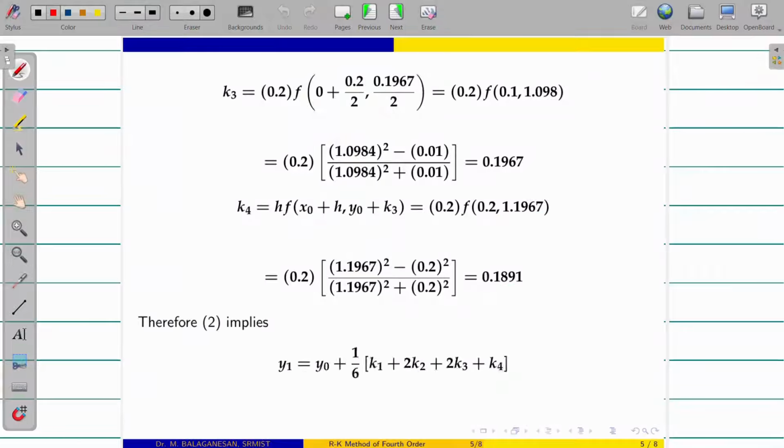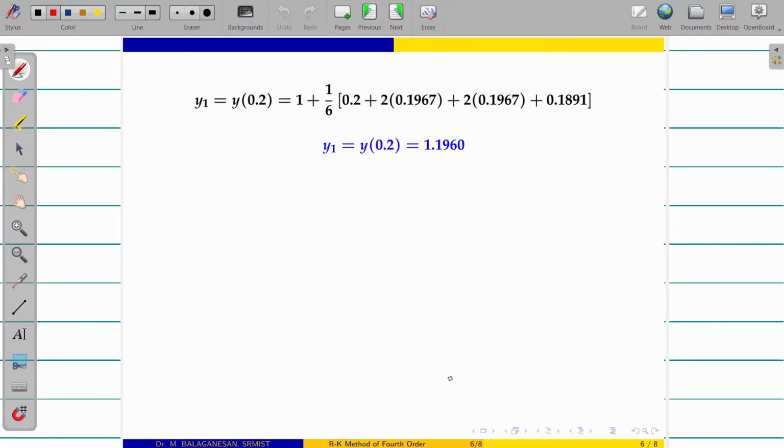Substitute in equation 1. What is equation 1? Y naught plus 1 by 6 into K1 plus 2 times K2, 2 times K3 plus K4. Substitute it here. This will be the final answer for Y1, guys. That's it. So we have completed the part of Y1.